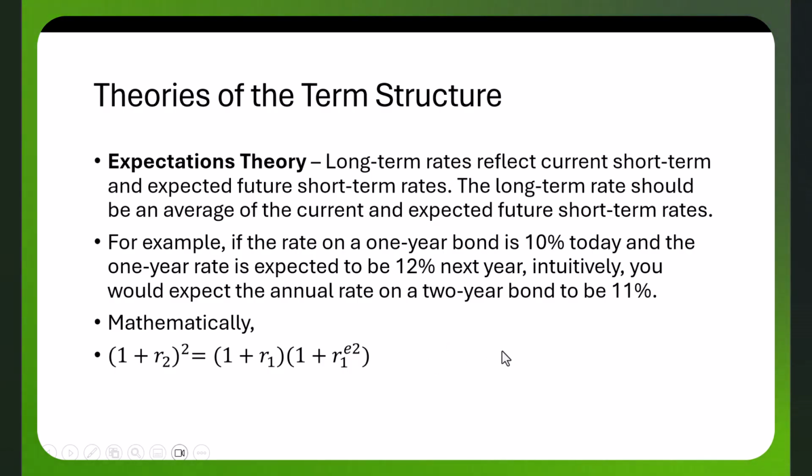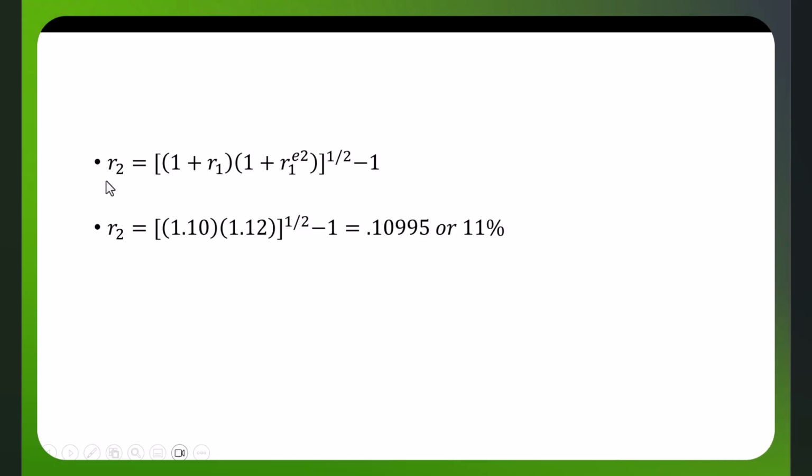So if we do a little algebra here, R2 is going to be equal to (1 plus R1 times 1 plus R1 expected next year), raised to the 1/2 power, minus 1. The reason it's the half power is because we have 2 years here. If we had 3 years, this would be the 1/3 power. If we had 4 years, this would be the 1/4 power.